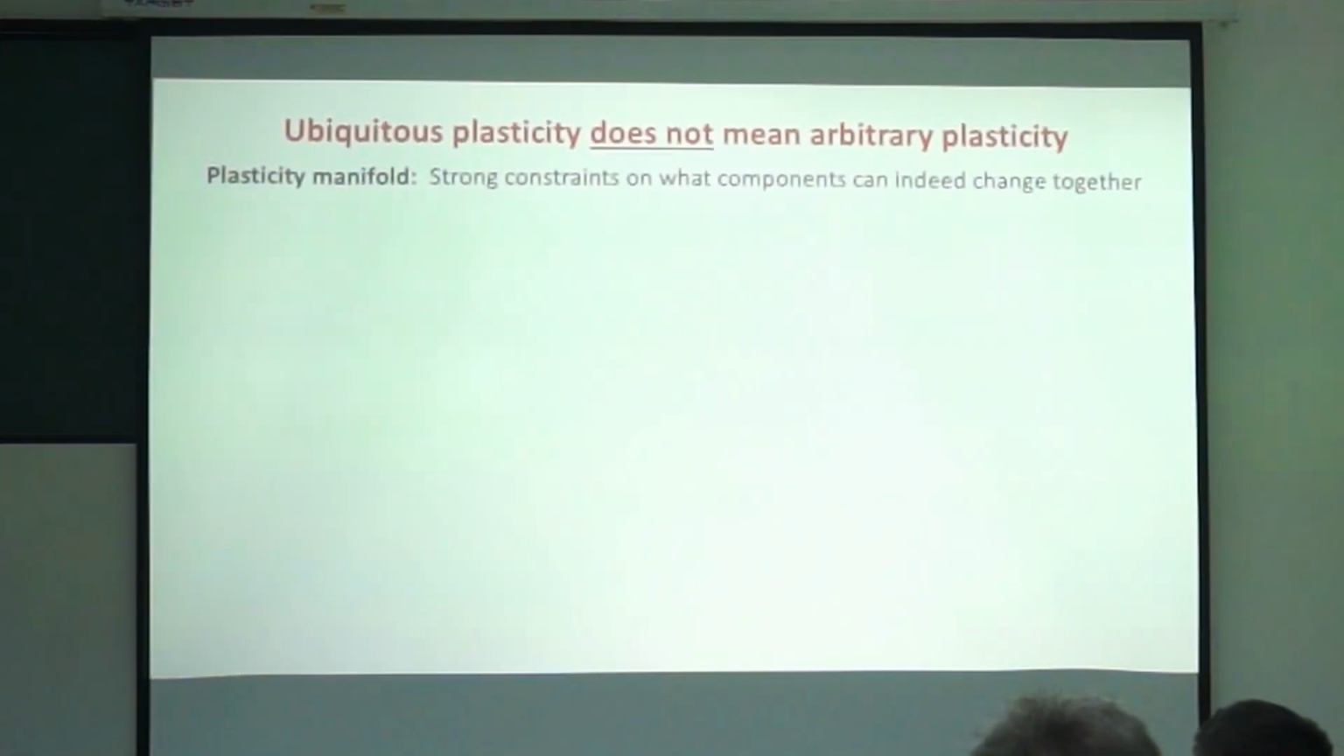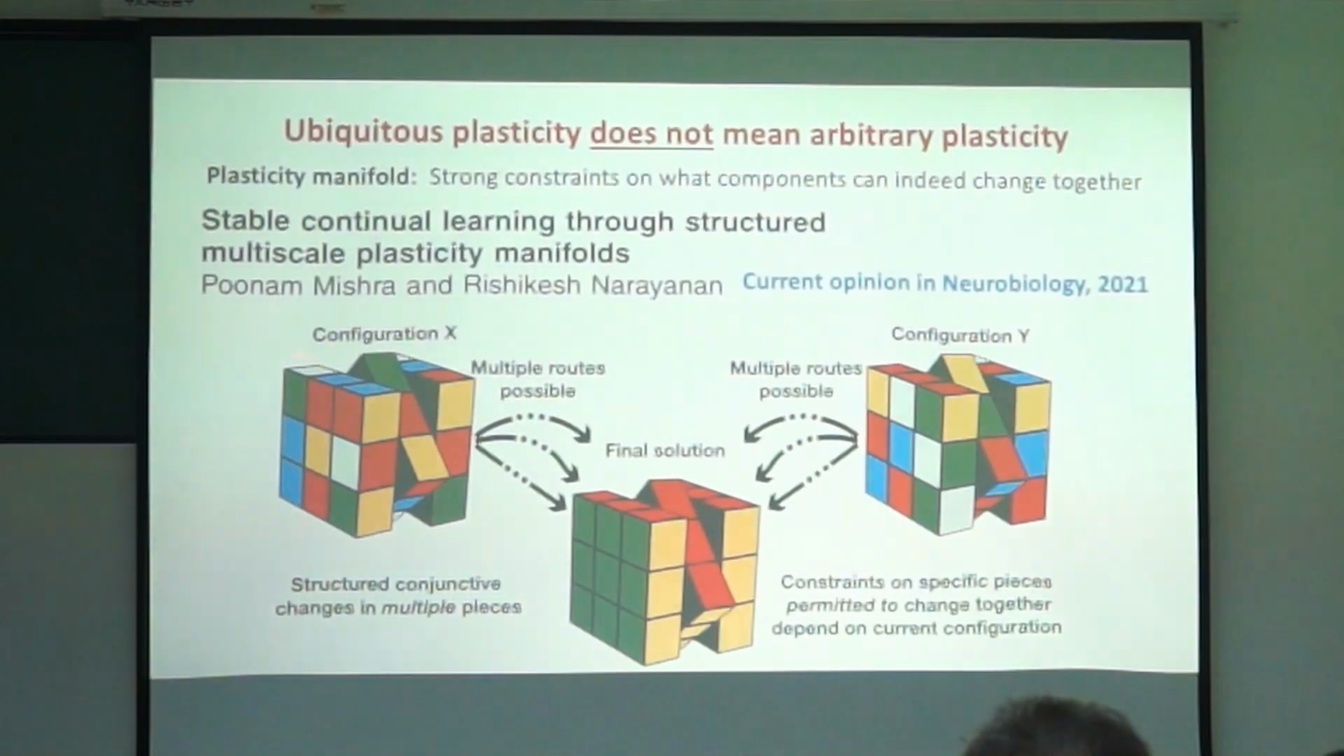But if everything can change, how do you even maintain stability of the system? It turns out ubiquitous plasticity does not necessarily mean arbitrary plasticity. There are strong constraints on what components can change together. Poonam came up with this analogy, which I like very much. So you have a cube, and your final goal is this. Let's say this is the learning objective, basically.